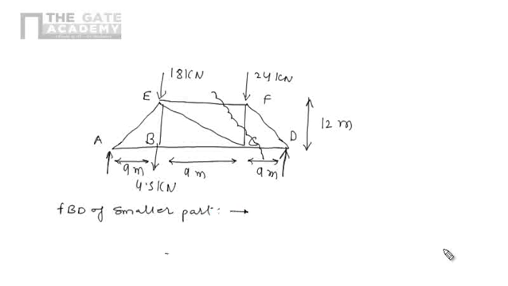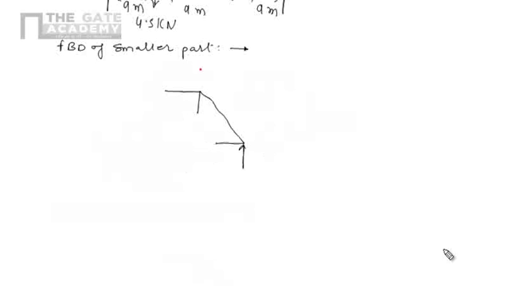So this one will be the free body diagram of the smaller part. This is 24 kilonewton. This is the reaction RD. We already know the value of RD. It is nothing but 23.5. Now these are the members we cut with the section.